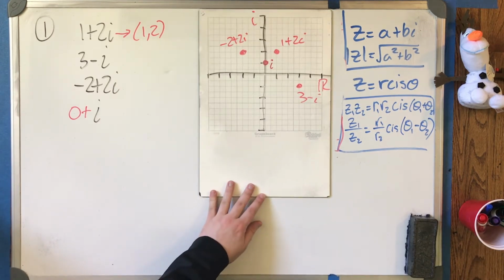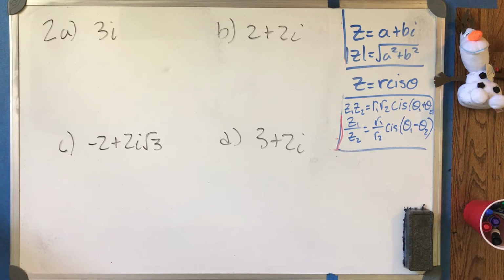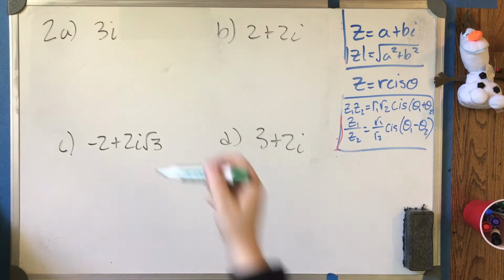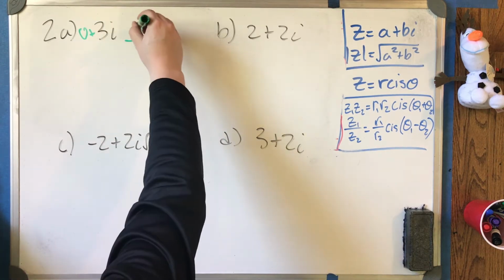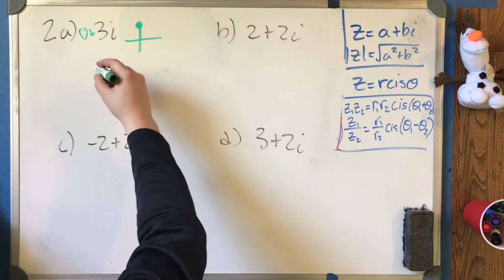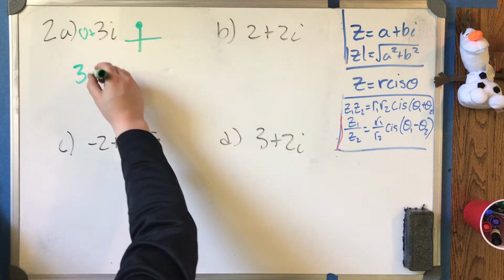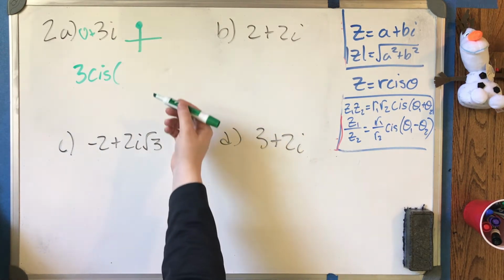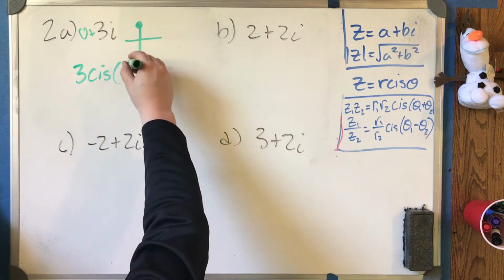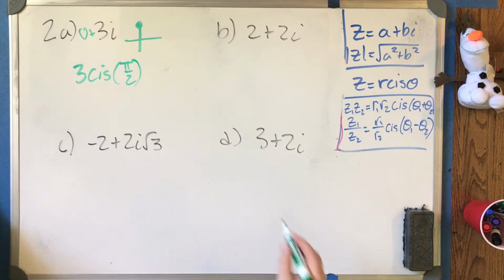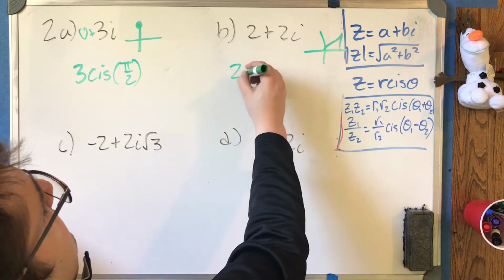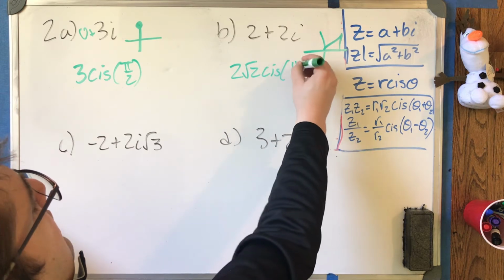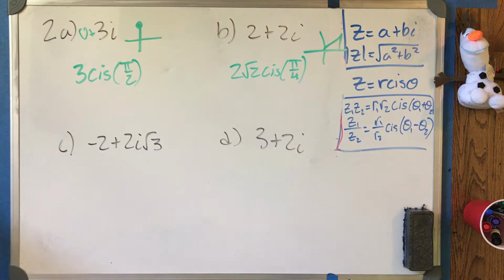We're done. Question 2 asks us to write these complex numbers in trig form. I personally find it much easier to just do a quick graph of them. So this is really 0 plus 3i, so it's going to be right there. That's going to have a radius of 3, and it has an angle of 90, but we're being asked to write it in radians, so I'm going to do pi over 2. Done. This guy, if I go to graph it, it's going to be up here, 2, 2. It's going to have a radius of 2 rad 2, and it has an angle of pi over 4. So I just write it as 2 rad 2 cis pi over 4.